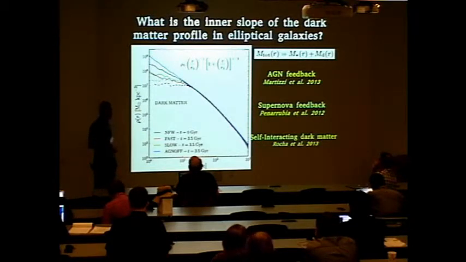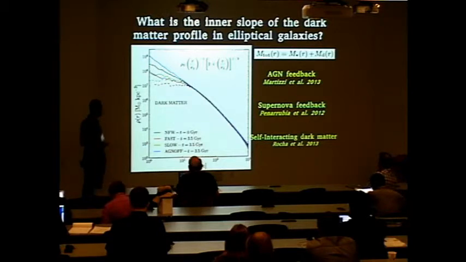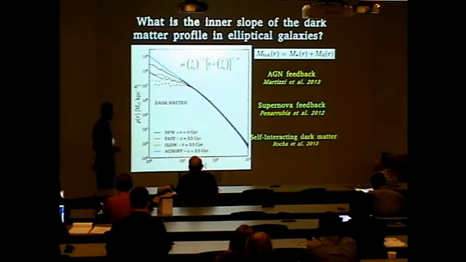Before we do this, this is a summary of the inner slope of the dark matter profile in a bunch of galaxies from the literature. These are dwarf spheroidals. These are dwarf galaxies from the THINGS survey. These are still dwarf galaxies from a recent paper by Adams et al. 2014. And these are big BCGs from Newman et al. 2013. And up here, this is a data point.